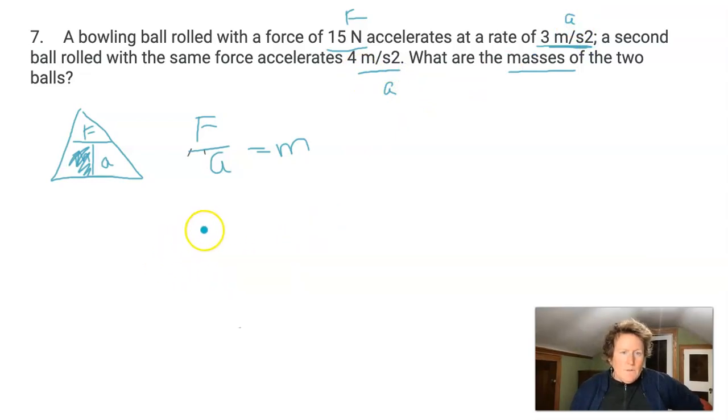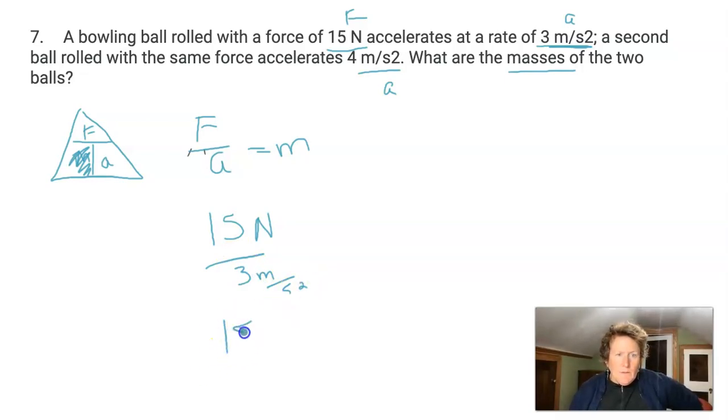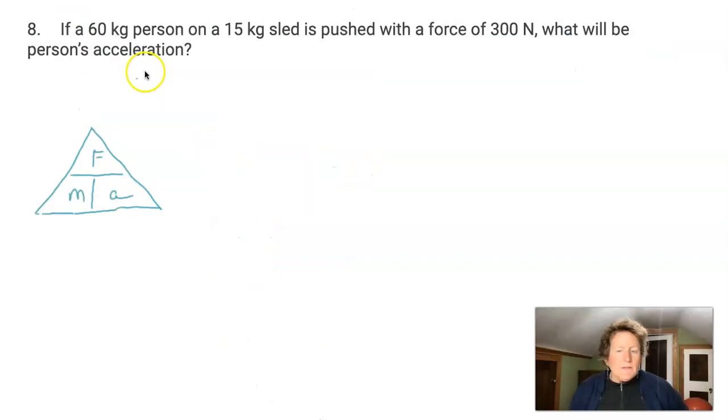So there's 15 newtons divided by 3 meters per second squared. And then the second bowling ball has a different acceleration. It's 15 newtons divided by 4 meters per second squared. So I'll let you figure out those two different masses. Remember your units.